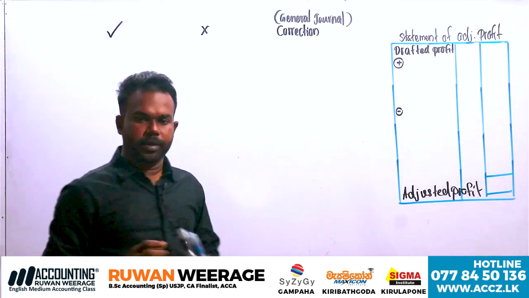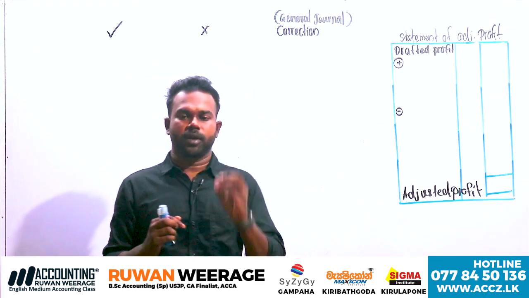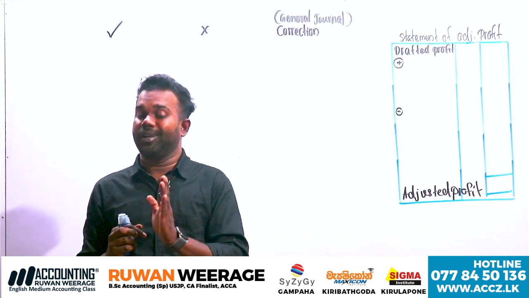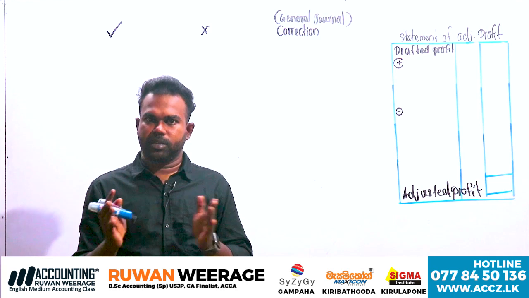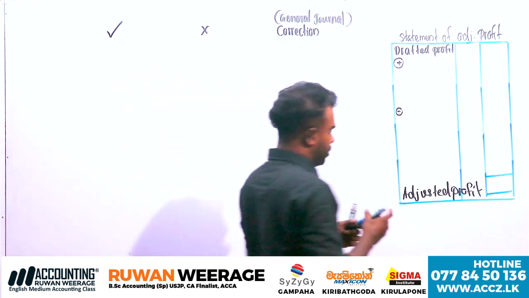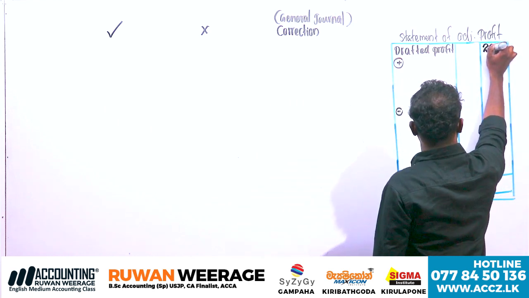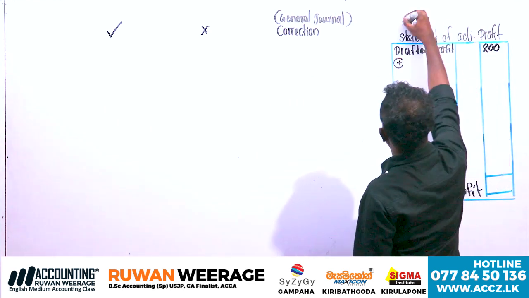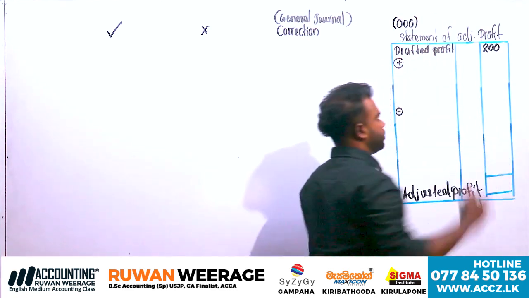Look at page number 28, example number 8. Corrections. Look, there are 5 errors. So look at the last point. Drafted profit is 200,000 before correcting these errors. Drafted means not the final one, that's the incorrect profit. In thousands, without 3 zeros, write down here 200. Please put 3 zeros. 200.